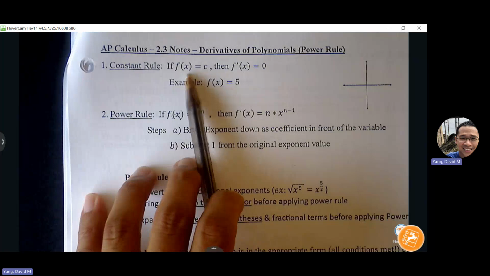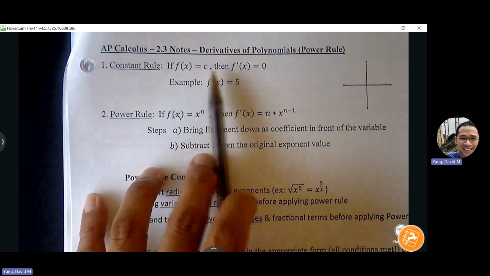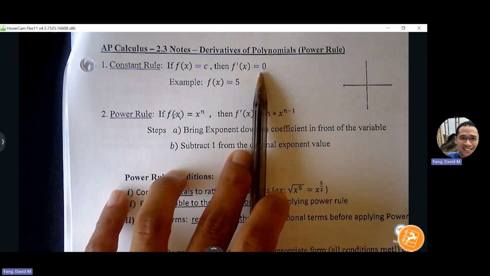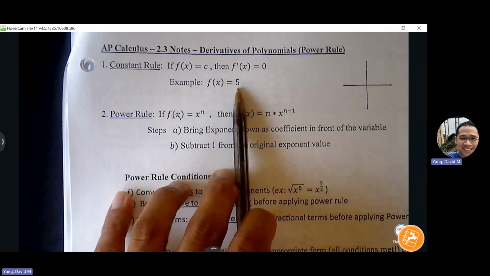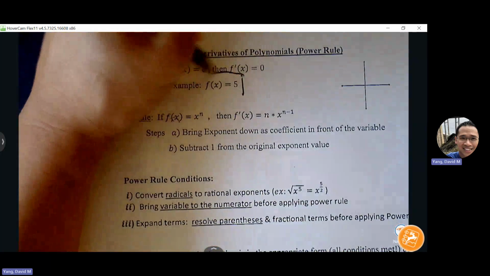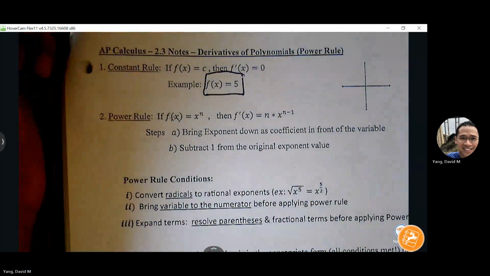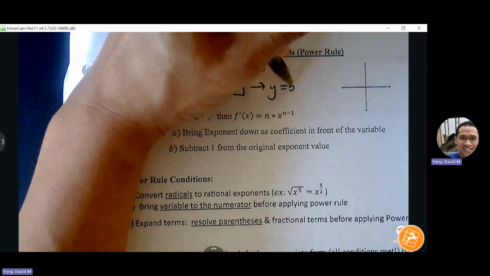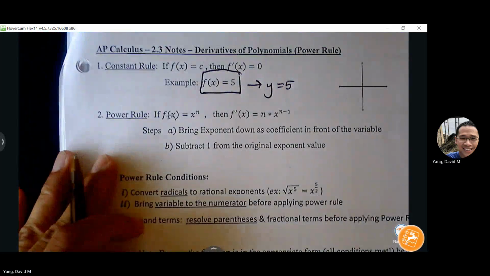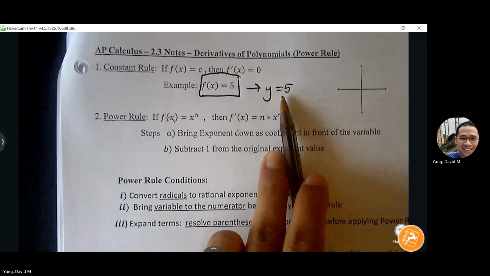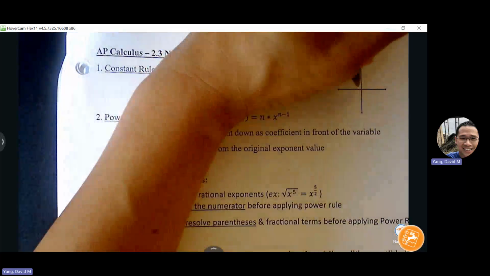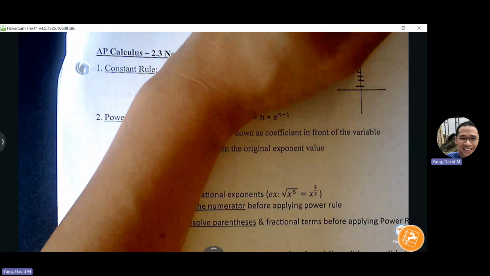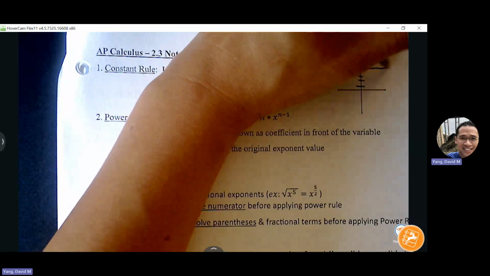The constant rule says if my function is just a constant, then my derivative is 0. I want to kind of prove that to you here. f of x equals 5. What does this graph look like? Or what if I wrote it a different way? y equals 5. What does that look like? A horizontal line. Yeah, horizontal line. So y equals 5: 1, 2, 3, 4, 5. So here's my y equals 5 line.